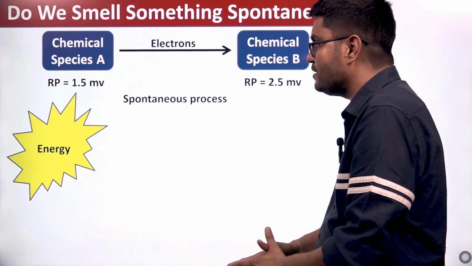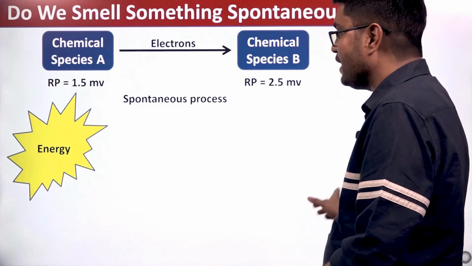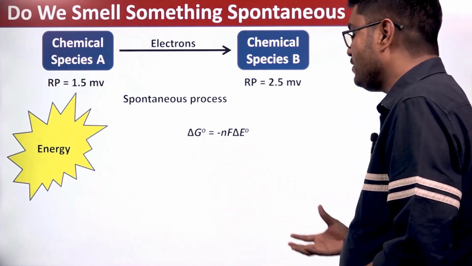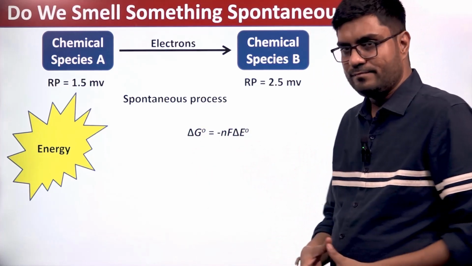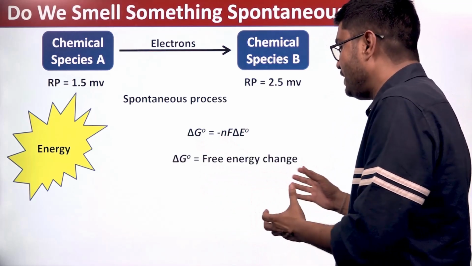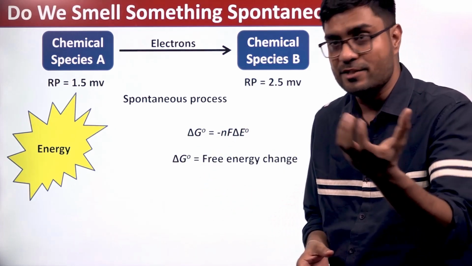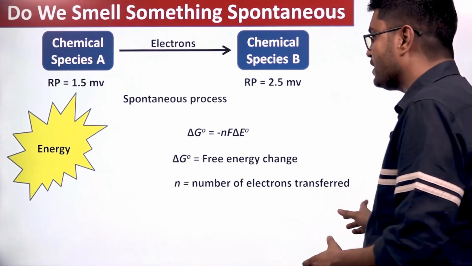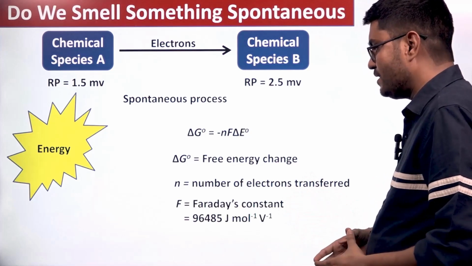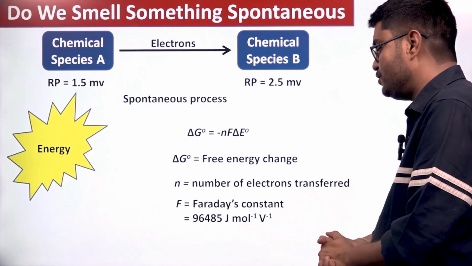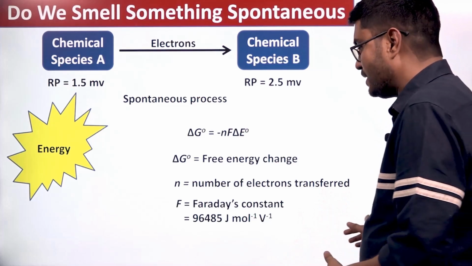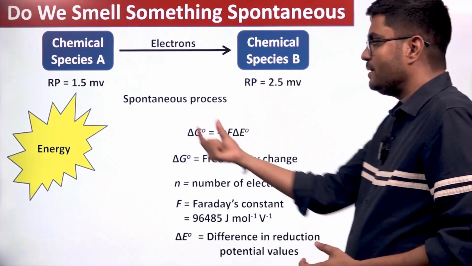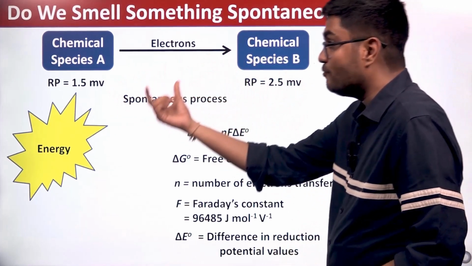Can we calculate this energy? The answer is yes. We can calculate the energy by utilizing this formula where delta G is equal to minus nF delta E. What is delta G? Free energy change or the amount of energy released. What is n? Number of electrons transferred. What is F? Faraday's constant with the value 96485 joules per mole per volt. And finally, what is delta E? Delta E is the difference in reduction potential value, meaning acceptor minus donor, 2.5 minus 1.5.